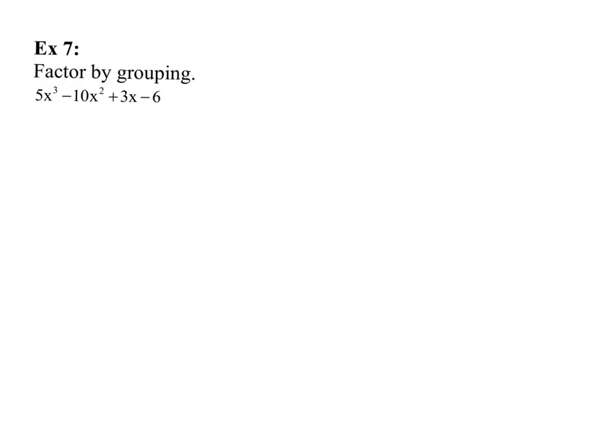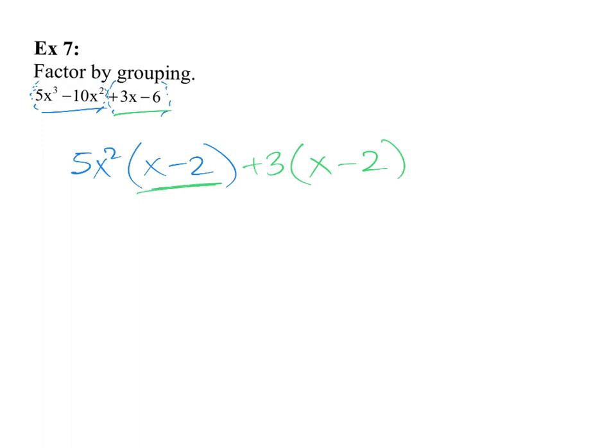All right, factor by grouping. How do you do that? Well, you group the first two terms, and then you group the last two terms. And then you find the greatest common factor for each group. So for the first group, what's the greatest common factor? I could pull out a 5, and I could pull out x squared. What's left over? I have x, and then I have minus 2. Out of the second group, what can we pull out? I could pull out a positive 3, and that'll leave me with x minus 2. And you always want to end up with the same thing.